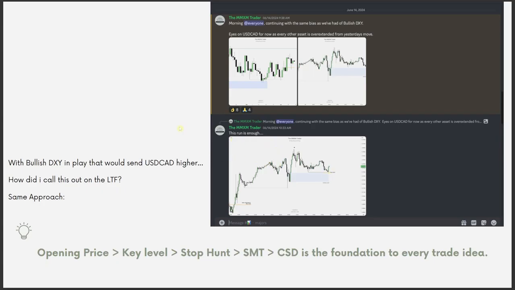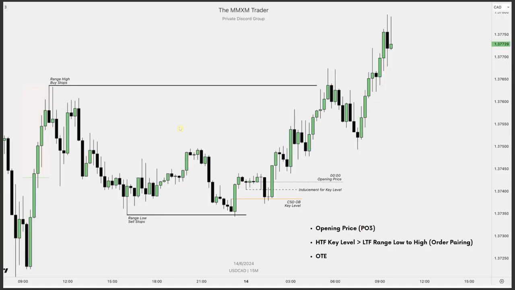So same approach again, right? Opening price into a key level, want to see a stop hunt with SMT, and then the change in the state of delivery is the foundation for that trade setup. So over here we've got that 15-minute chart, and I'm going to outline why this little stop hunt was enough, right, for that entire sequence to trade up higher. First of all, we want to pair up those sell stops with the buy stops, right? Think about order pairing. We start off with the opening price, New York midnight open, 12 a.m. EST. We want to see it manipulate lower, right? For that power of 3, manipulation and then an expansion up higher.